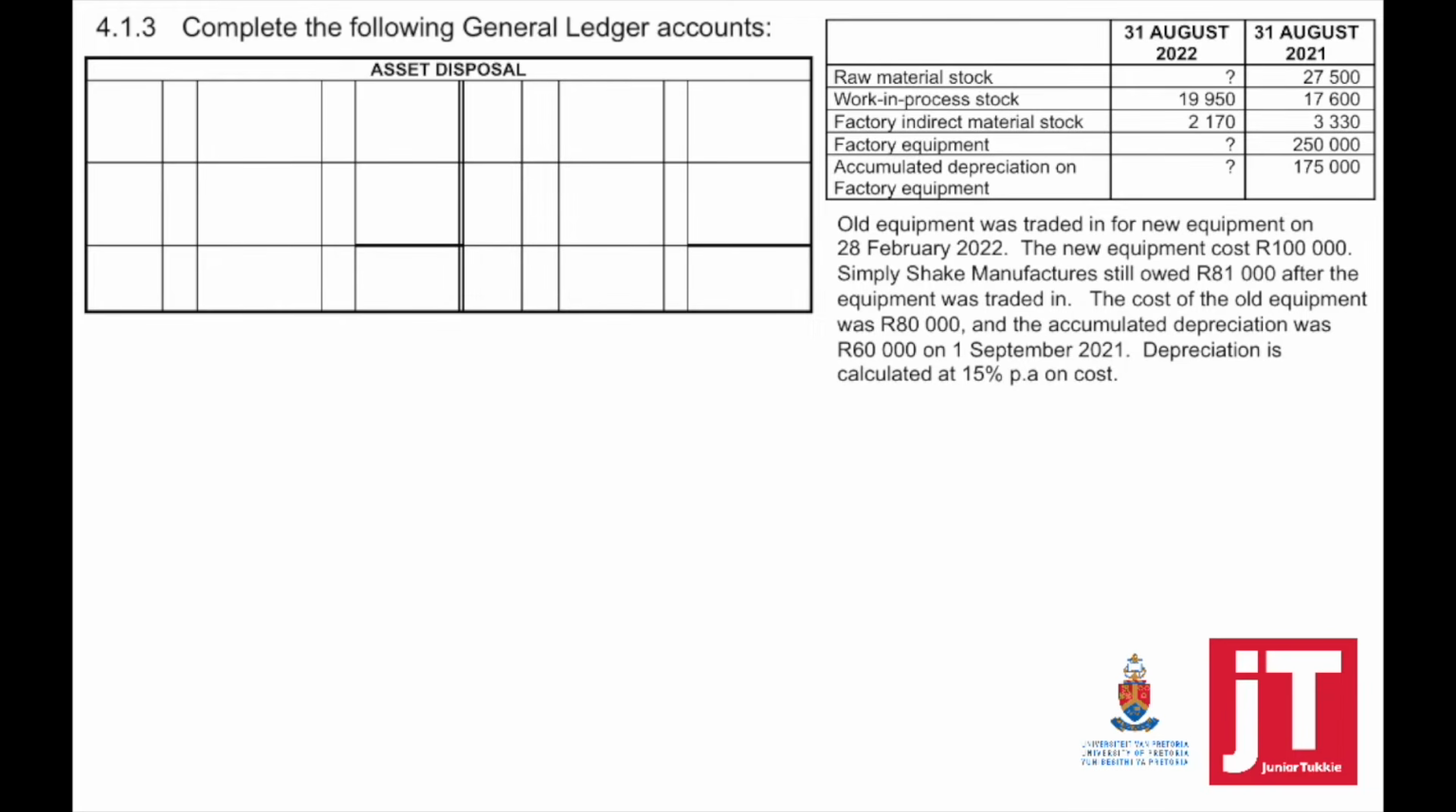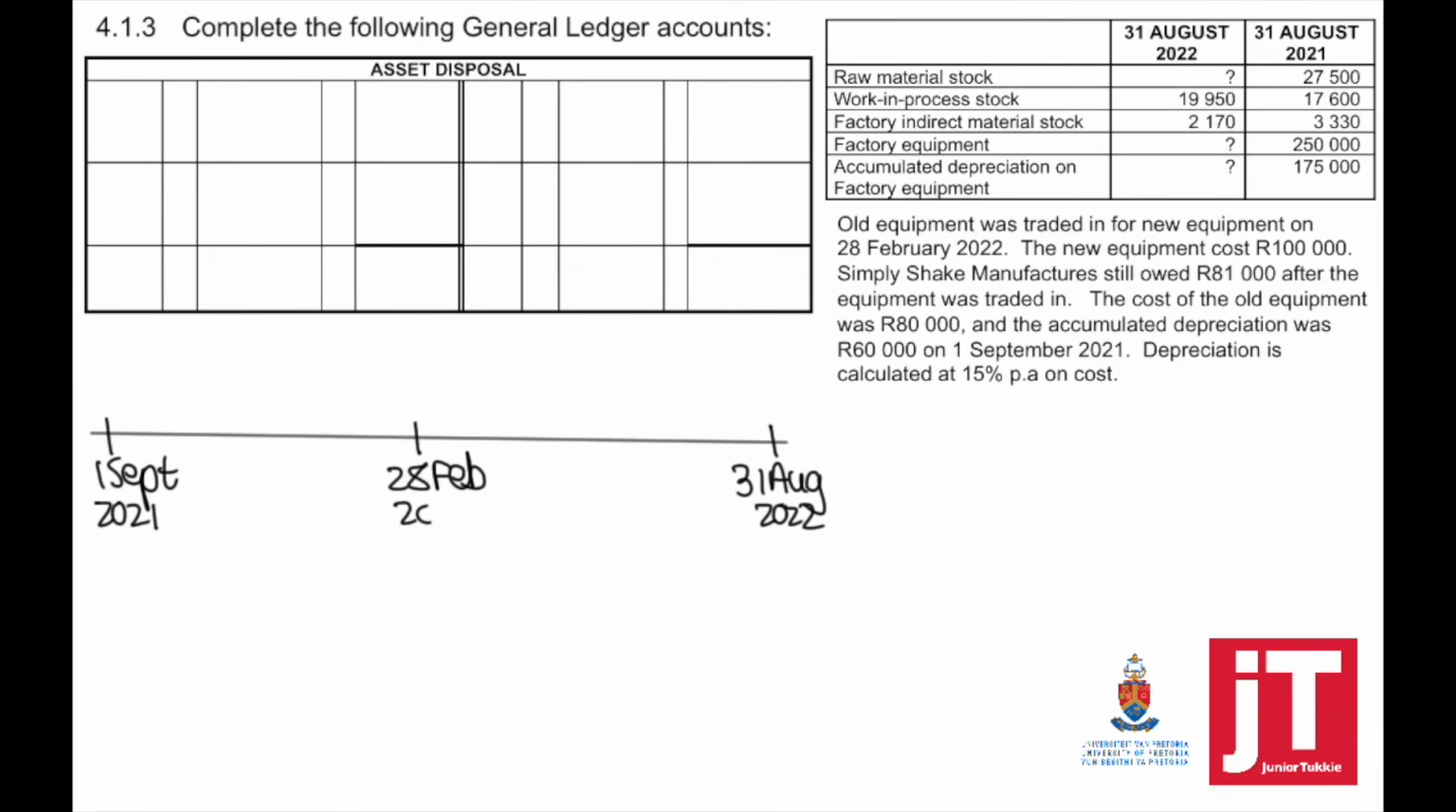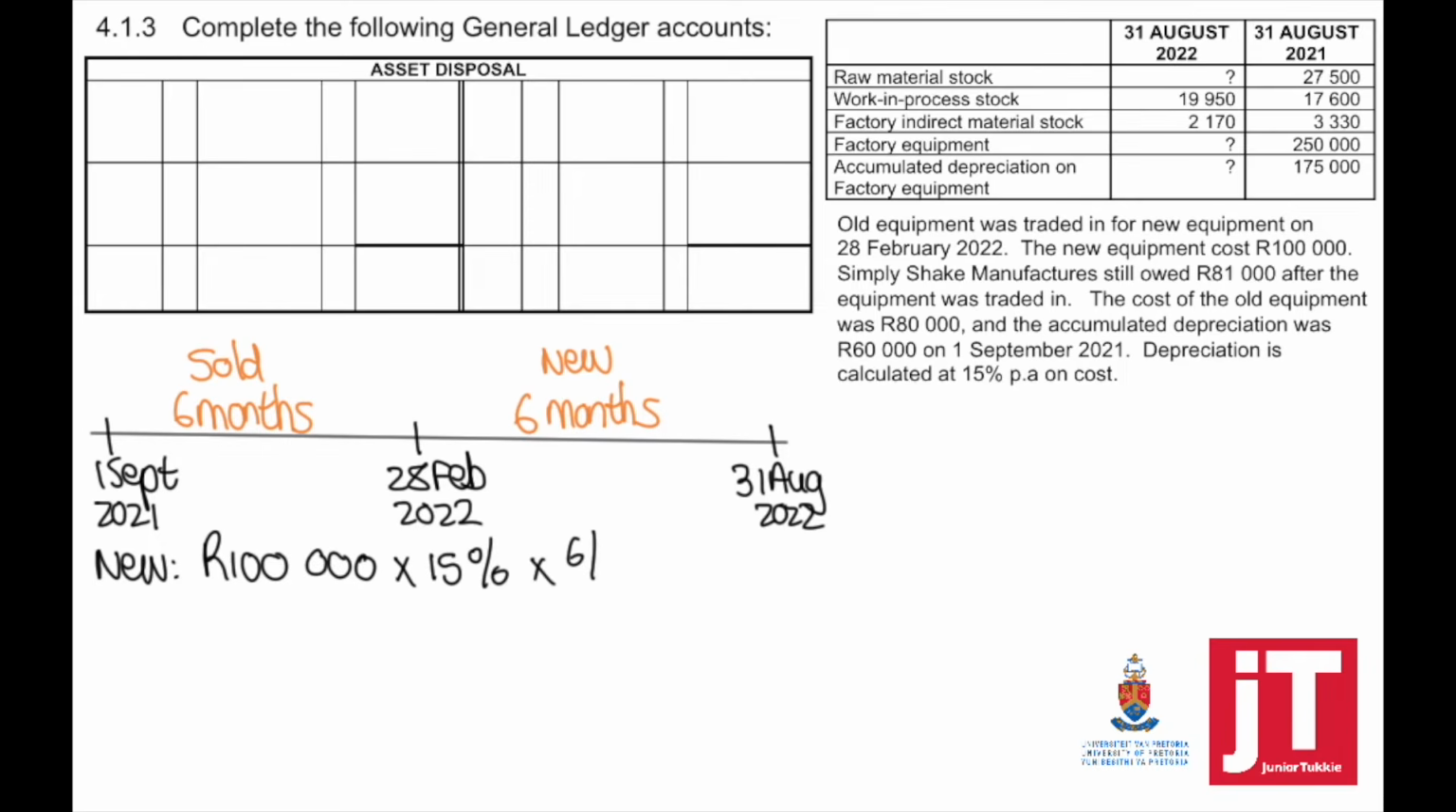So what is happening here? We need to calculate depreciation on the new, the old, plus that which we've sold. And they've asked us to do the asset disposal account. Our accounting period ends 31 August 2022, which means it starts on the 1st of September 2021. The old equipment was traded in for new equipment on 28 February 2022, which means depreciation must be calculated on that which we sold for 6 months, on the new for 6 months. And then the old is always equal to 12 months.